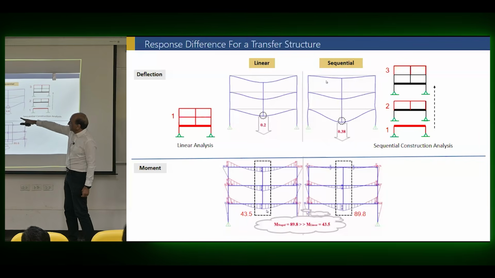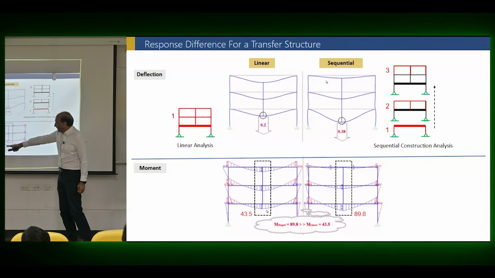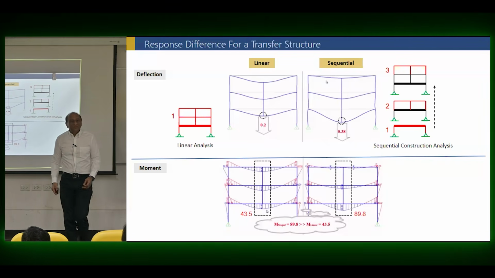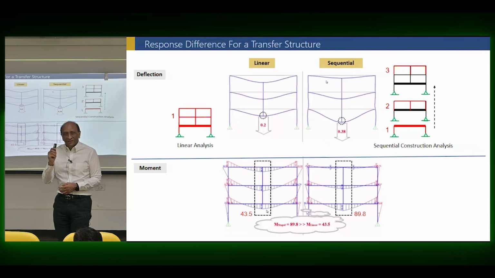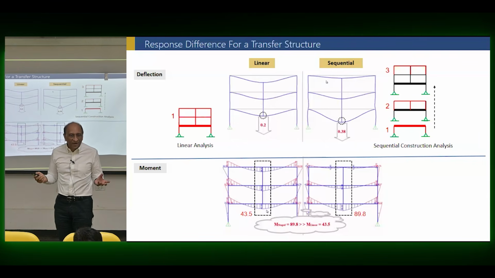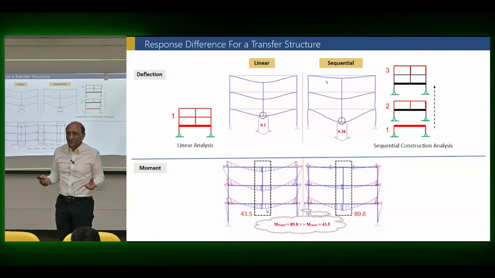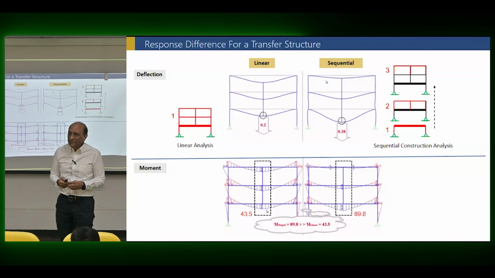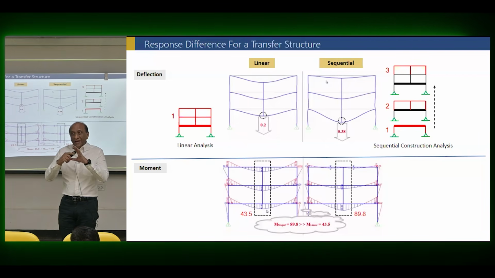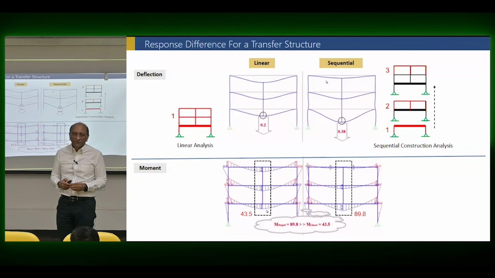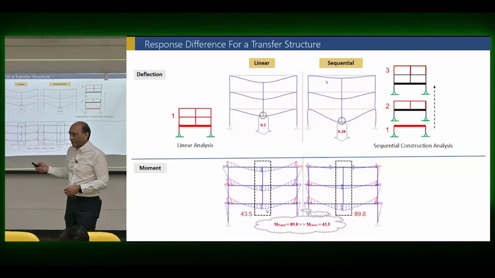And you can see here, once again, the moments and everything. 43, 89, almost double. So if you didn't do these construction sequence analysis, you will be estimating the main transfer girder's moment by half. That's a huge error, because that is the primary system carrying the load, and you made an error of 100% or 50% in the capacity. So these kind of things are extremely important when you deal with transfer girders and outriggers and belt trusses. They are all very different. They behave very differently from linear analysis and nonlinear construction sequence analysis.